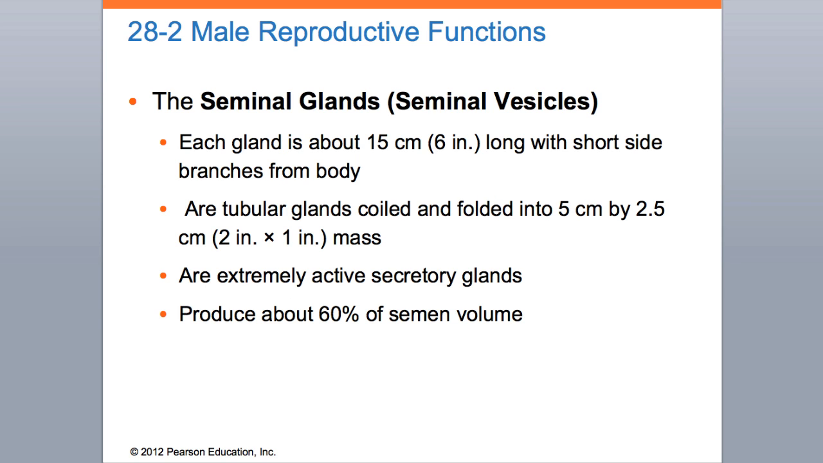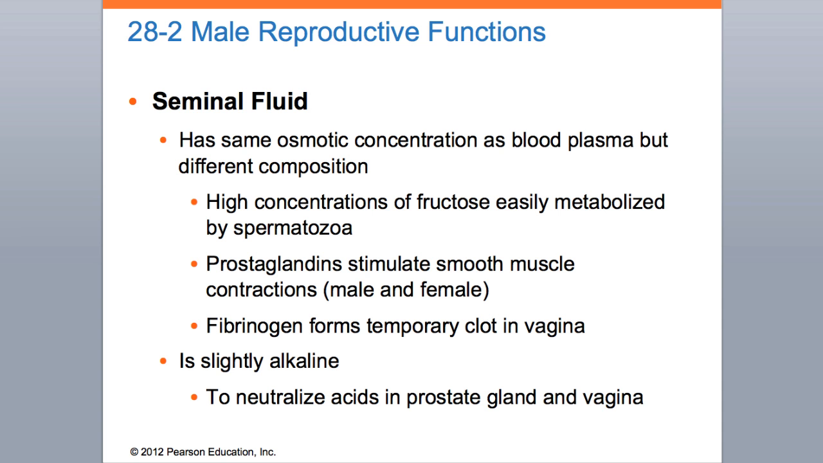Next slide. Now, I do care for this. Look what it says here. Produces about 60% of the semen volume. That is important. So the seminal gland will produce 60% of semen's volume. Next slide. We have the seminal fluid now. This slide is very important. I'm going to go through it line by line.